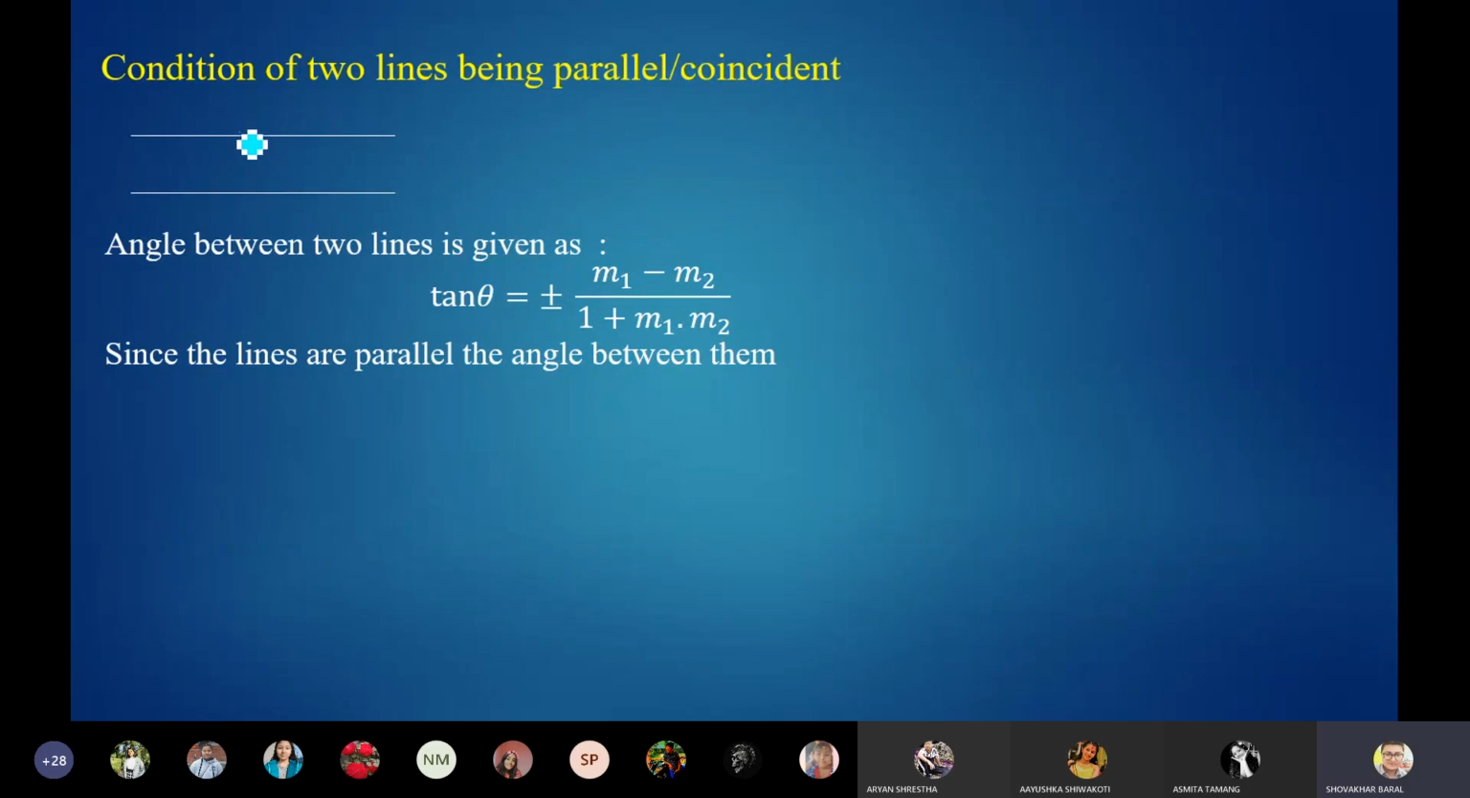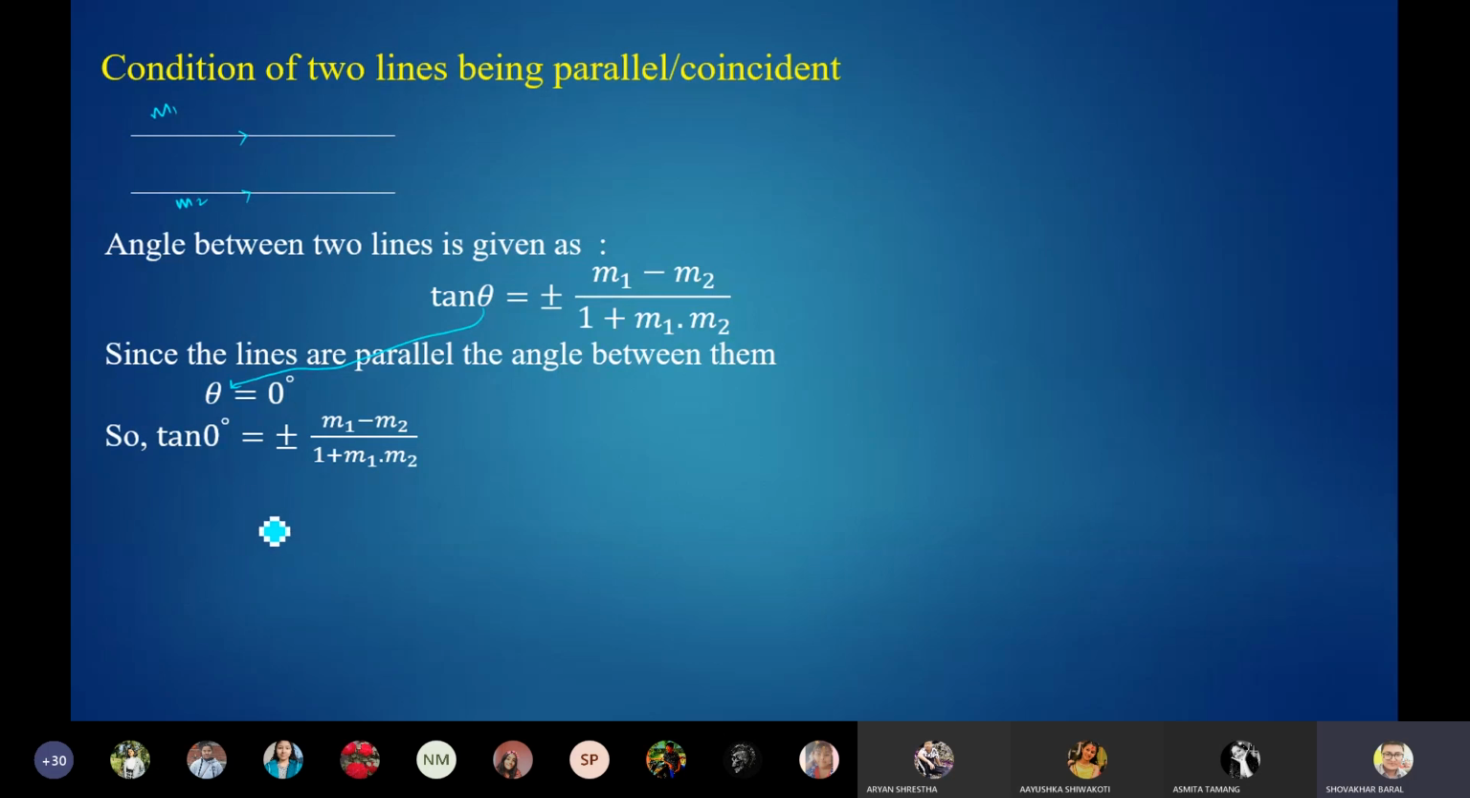So if the lines are parallel, then the angle between them is 0 degree. Write it please. Since the lines are parallel, the angle between them theta is equals to 0 degree. So let's replace the value of theta here. tan 0 degree is equals to plus minus m1 minus m2 by 1 plus m1 into m2.